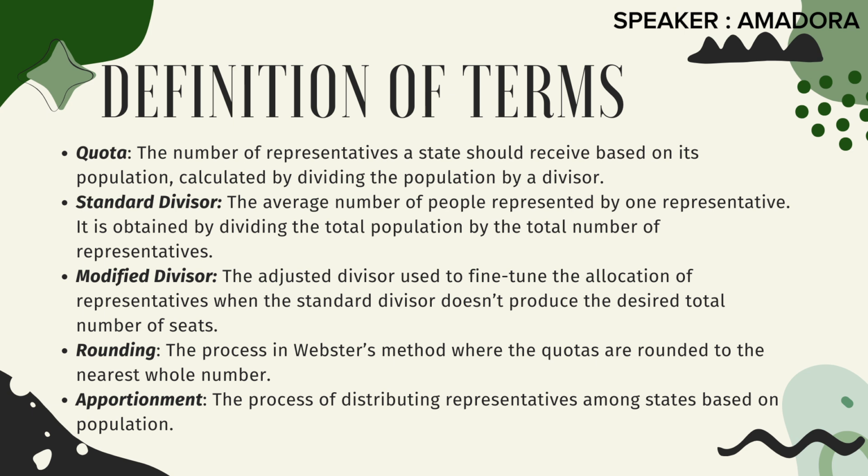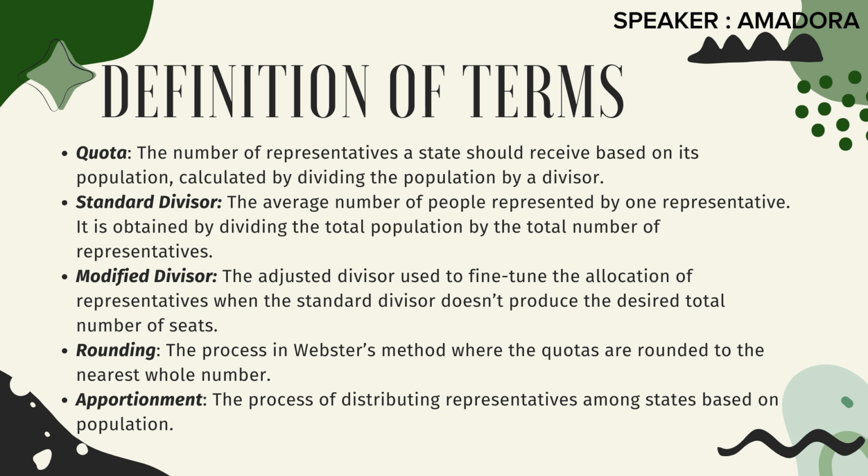First one is quota, the theoretical number of representatives a state should receive, calculated by dividing the state's population by a divisor. Second is standard divisor, the total population of all states divided by the total number of representatives. It represents the average number of people per representative. Third is modified divisor, an adjusted divisor used to ensure that the total number of allocated seats matches the required number. This may involve tweaking the standard divisor.